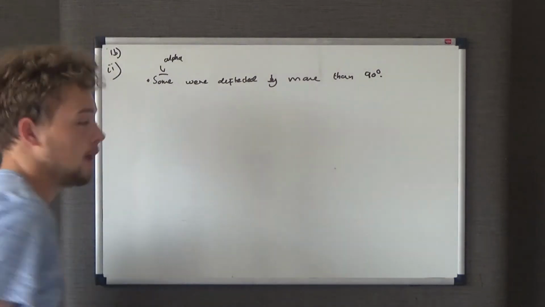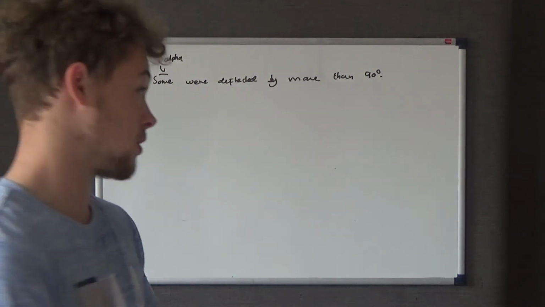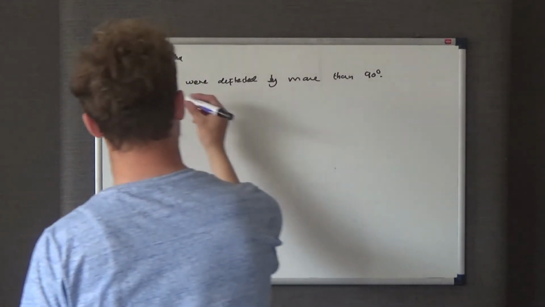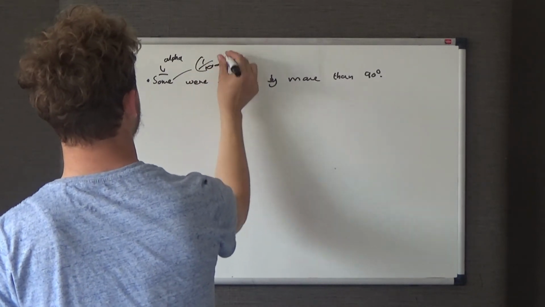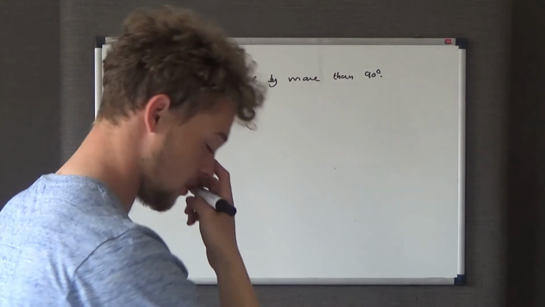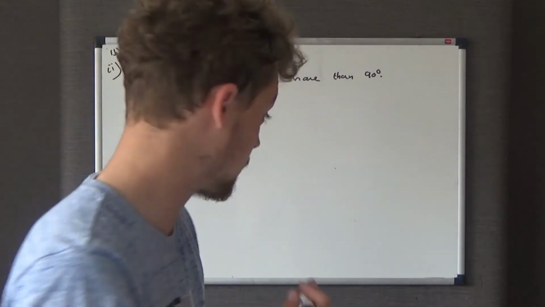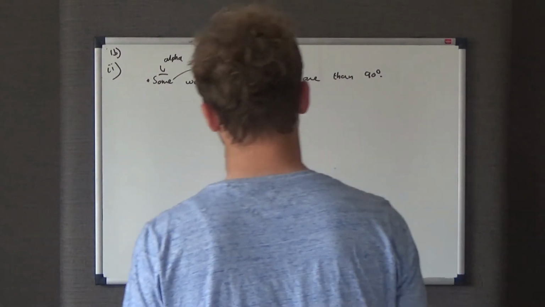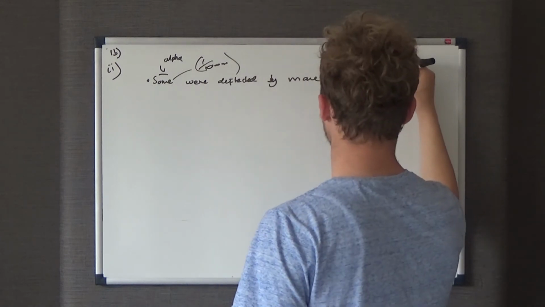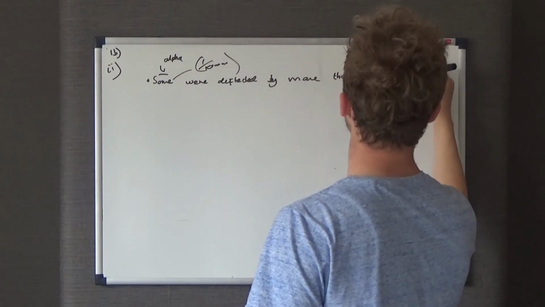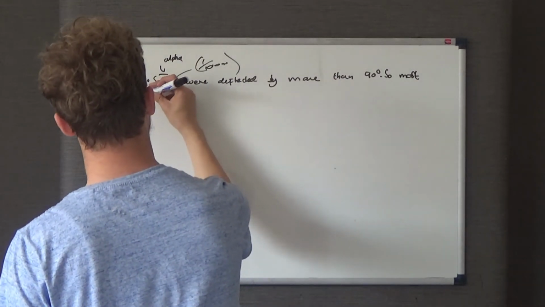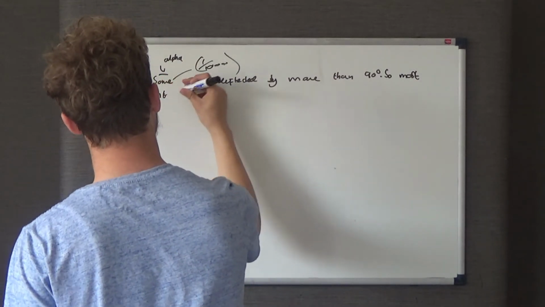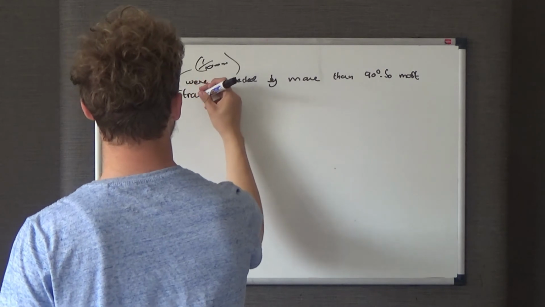And if you want it to really showcase your ability, you could say "some", and in brackets you could put 1 in 1,000, alpha particles were deflected by more than 90 degrees. But you can just put some were deflected by more than 90 degrees if you want, get the same mark. So most particles went straight through.